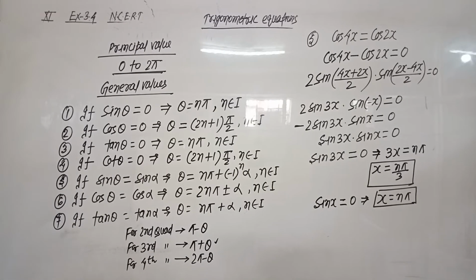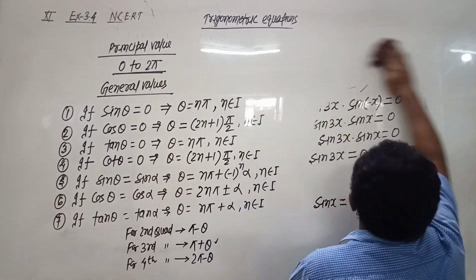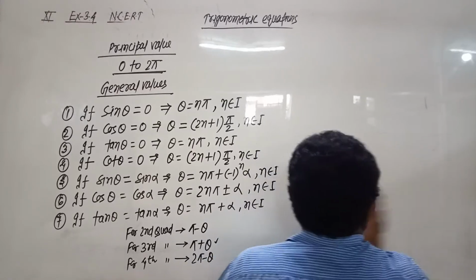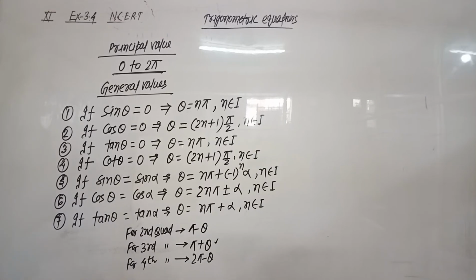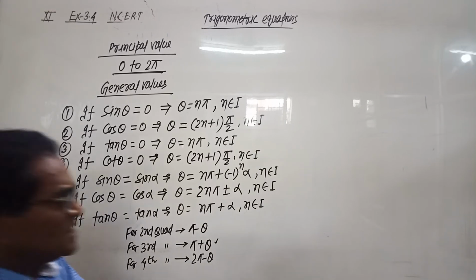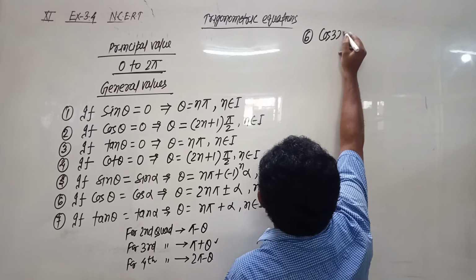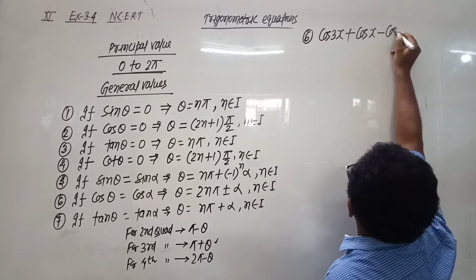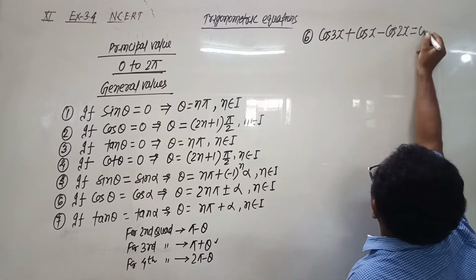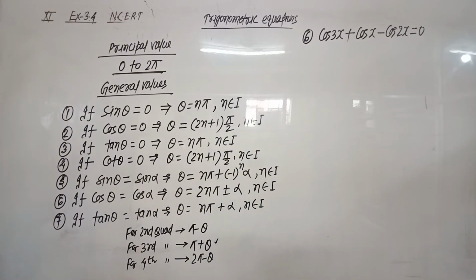Now for question number 6. This is cos 3x plus cos x and minus cos 2x equals to 0.